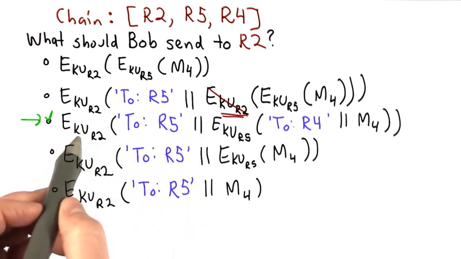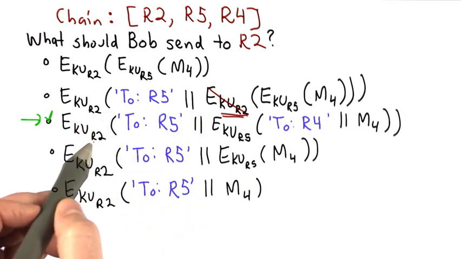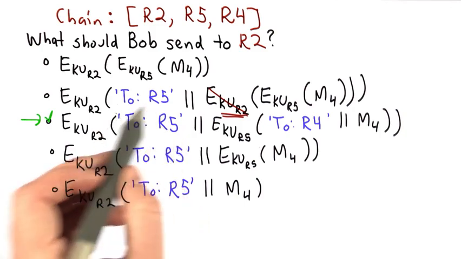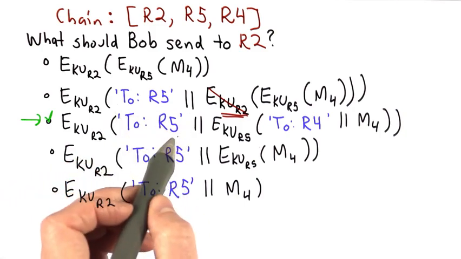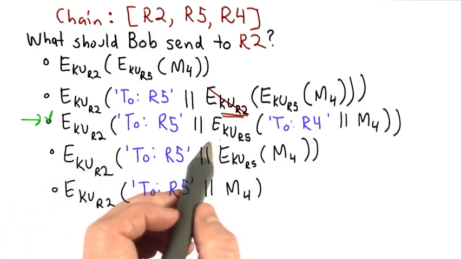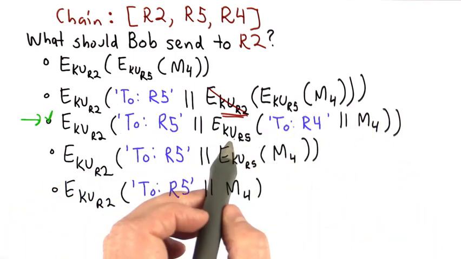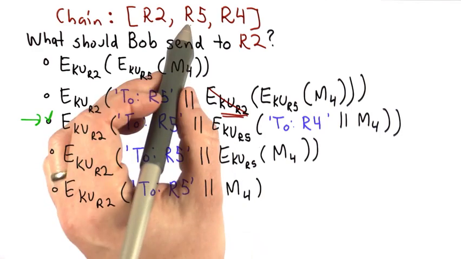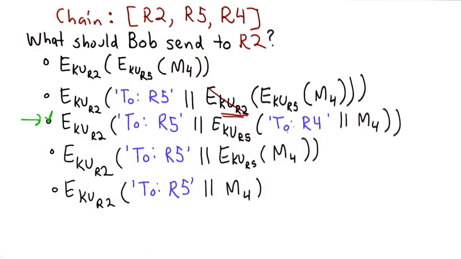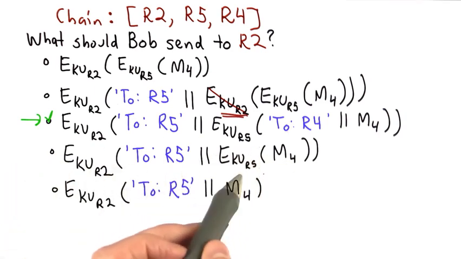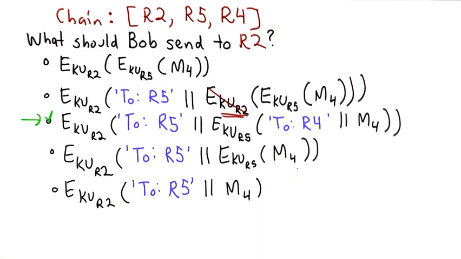Here we're sending the message encrypted using R2's public key, so R2 can decrypt it. It has the next routing hop in plain text in the message that R2 can decrypt. And then it has the rest of it encrypted using R5's public key, so R5 will be able to decrypt the next hop and learn that that should be sent on to R4. The problem with the fourth choice, it would work for this hop, but then when R5 decrypts it, it wouldn't know what the next hop is.